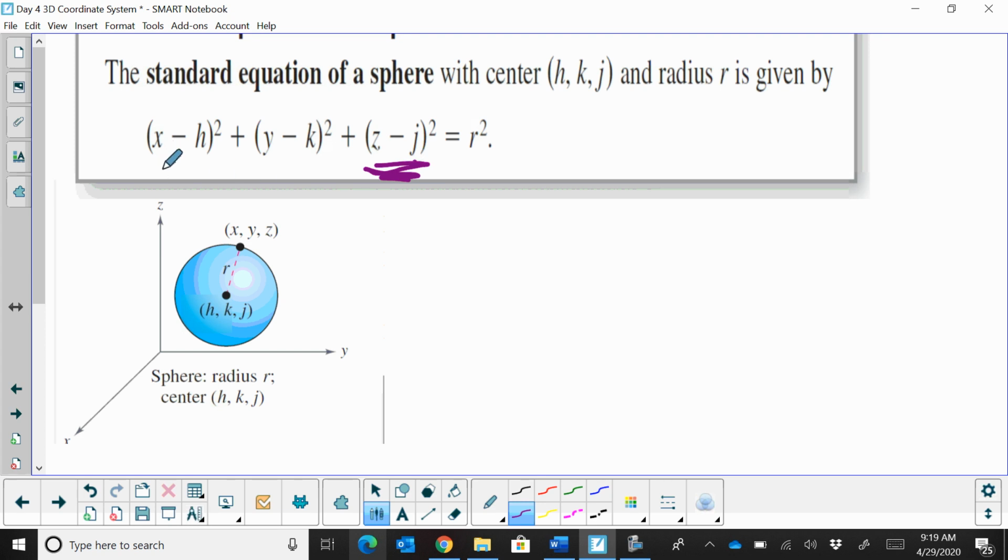So the equation for a sphere in standard form is (x - h) squared plus (y - k) squared plus (z - j) squared is equal to the radius squared. So you can see a little picture here where h, k, and j is the center of the sphere. And every x, y, z is a point on the sphere where r is our radius. So we've got a center, a radius, and then a point on the curve.